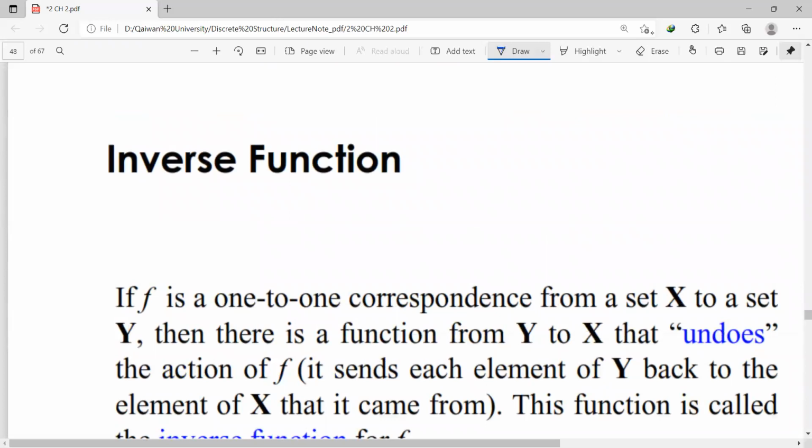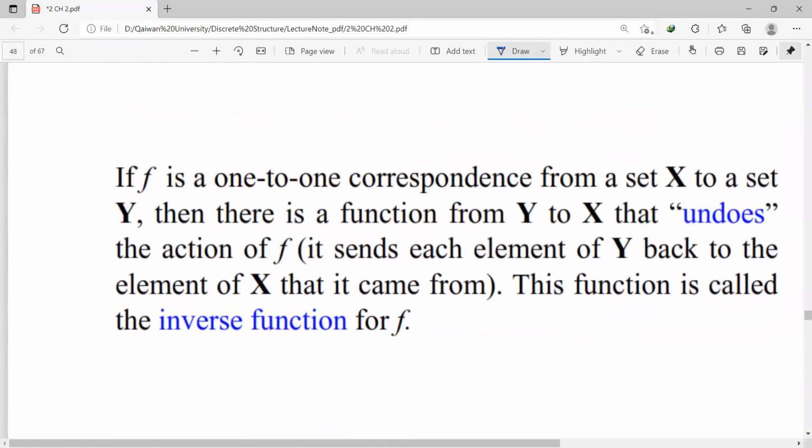Now you have inverse function. We say if f is a one-to-one correspondence, meaning if it is bijective, then a function has an inverse. If the function is bijective, that means it's one-to-one and onto. If the function is not bijective, we cannot find its inverse.